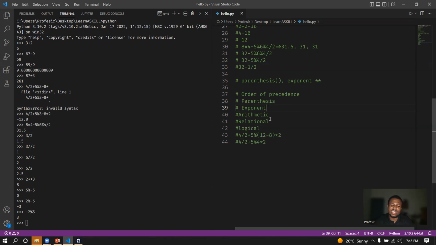Now, the next in the set is relational operators. Okay. So let's look at relational operators. In mathematics, we call them inequalities, right? And which of them do you remember? Which inequalities do you remember? Less than. Greater than. What else? Less than or equals.